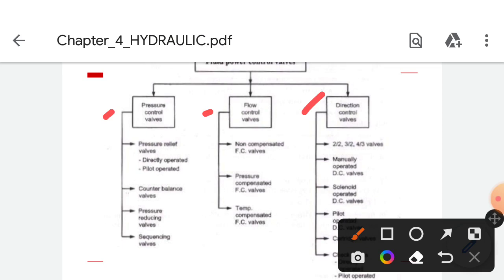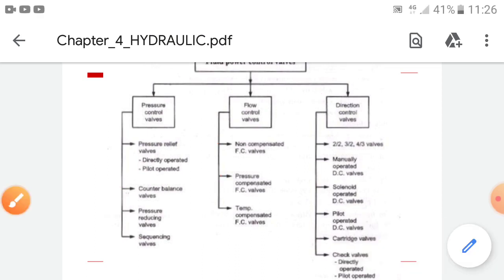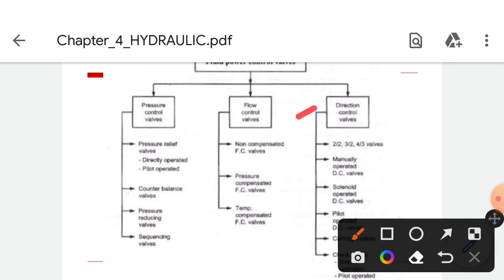In a pressure control valve we can use a pressure relief valve, counterbalance valve, pressure reducing valve, and sequence valve. In flow control valves, we can use non-compensated flow control valve, pressure compensated flow control valve, and temperature compensated flow control valve. Okay, so the third type is a directional control valve. Directional control valves include 2x2, 3x2, 4x3 directional control valve, manually operated directional control valve, solenoid operated directional control valve, pilot operated directional control valve.